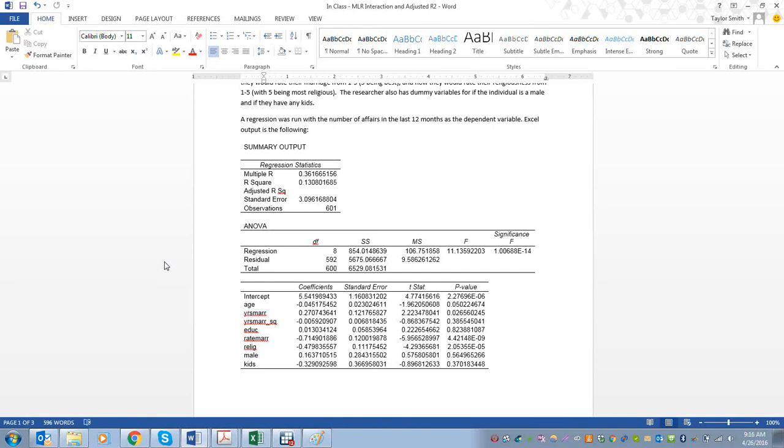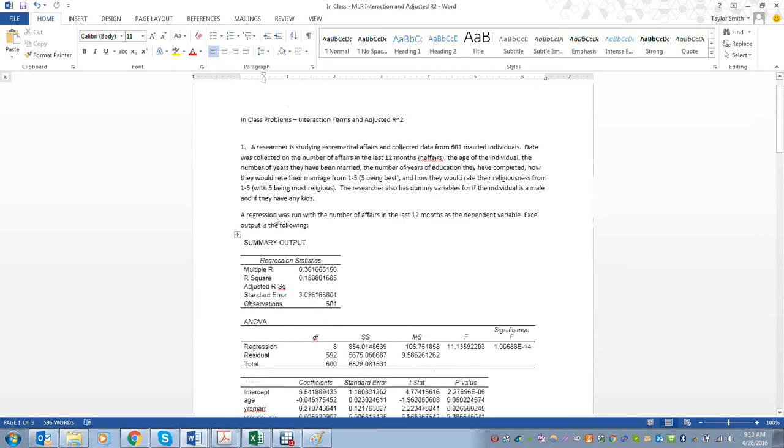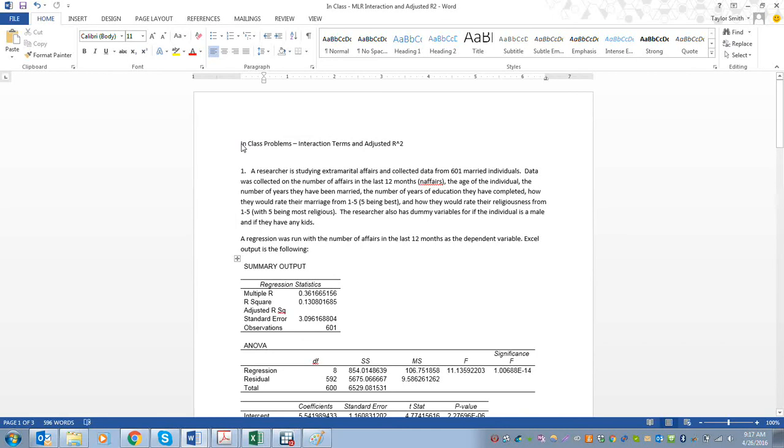This is Dr. Smith. We're going to be walking through the in-class problems that we worked today in class. This is covering interaction terms and adjusted R-squared. It's also got some review in there for quadratic terms and dummy variables as well. So just to let you know, this is some data that came out of a textbook that I use in one of my other classes.